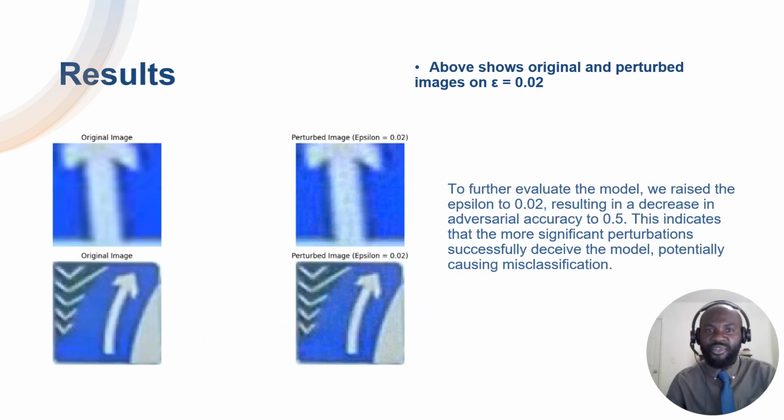And then we further raised the bar, and we increased the epsilon to about 0.02, which resulted in a decrease in the adversarial accuracy to 0.5. Now, this shows that the more significant perturbations end up successfully deceiving the model, and this would potentially cause misclassification.